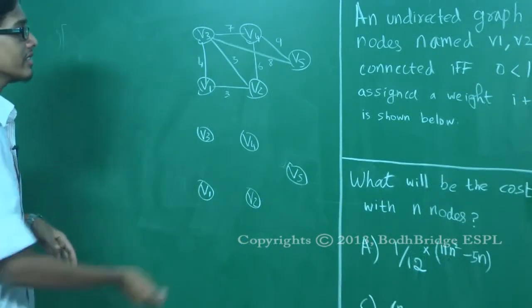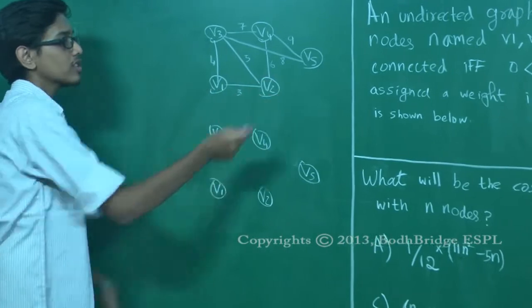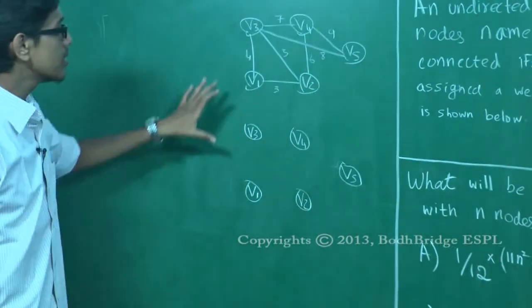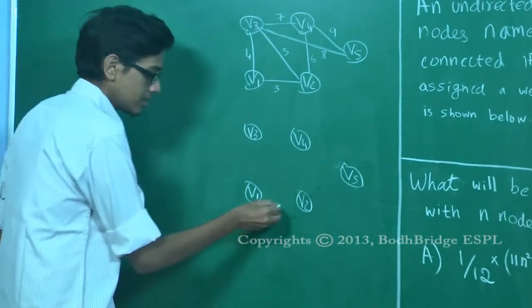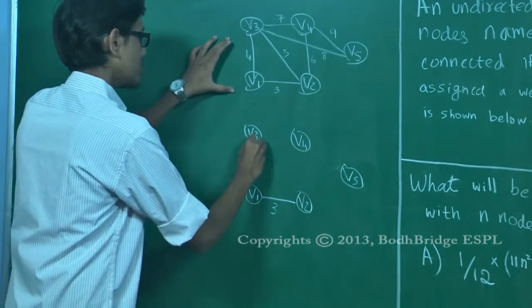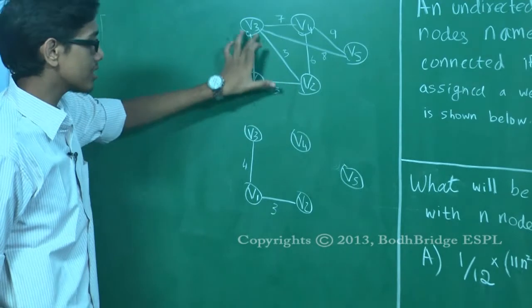For n equal to 5, this is the graph. We see that there is no edge between 5 and 1 or 5 and 2 because modulus of i minus j is greater than 2. So we will form the minimum spanning tree out of this. So we first add 3. The next smallest is 4, we add 4. The next smallest is 5, but we cannot add 5 because it forms a cycle.